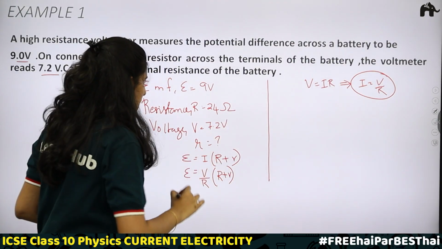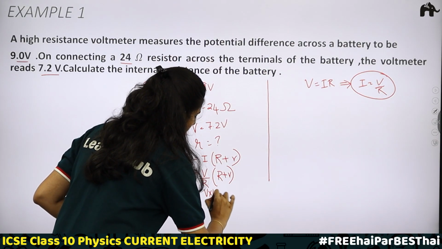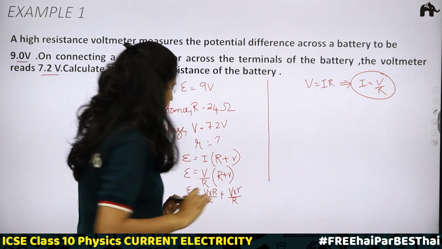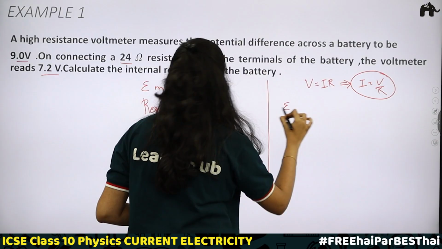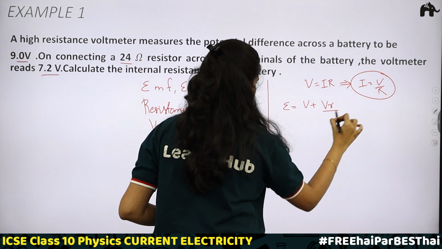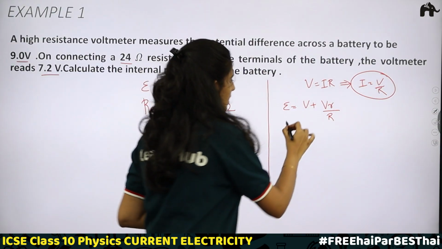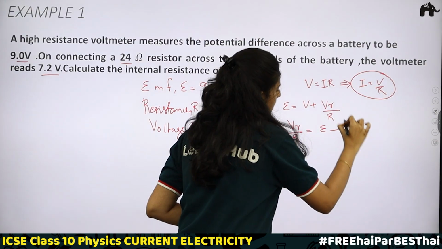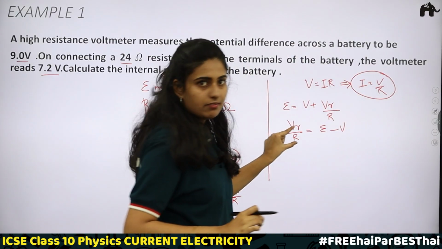Now removing the brackets and multiplying, we get EMF is equal to V into R by R plus V into small r divided by capital R. Okay, R gets cancelled. Then we have EMF is V plus Vr divided by capital R. Okay, now we are going to form a relation to find r. We'll be having V small r by capital R is equal to EMF minus voltage V.